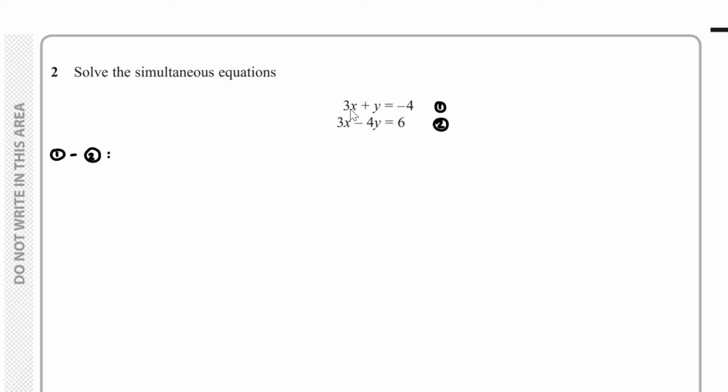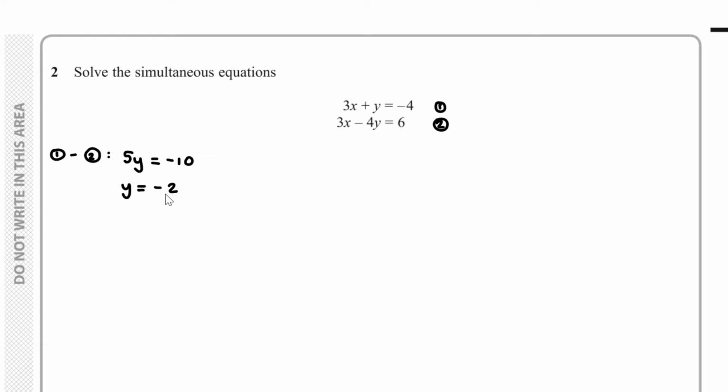And if we do that, 3x take away 3x, that is 0x. y take away minus 4y, that's the same as y plus 4y, which is 5y. And minus 4 take away 6, that is minus 10. So therefore, we have 5y equals minus 10, and from this we can find out what y is. So if we divide through by 5, you will find y to equal minus 2.